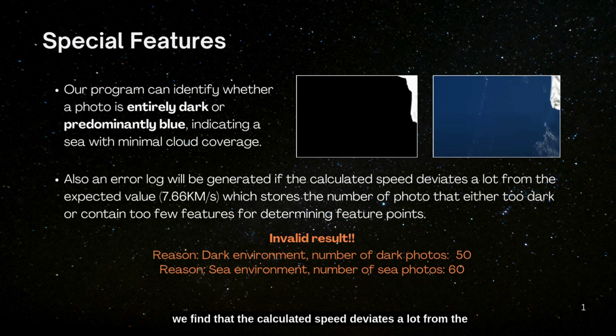If we find that the calculated speed deviates a lot from the expected value, that is 7.66 kilometers per second, we will generate an error log that stores the number of photos that are too dark or have too few features for determining feature points.